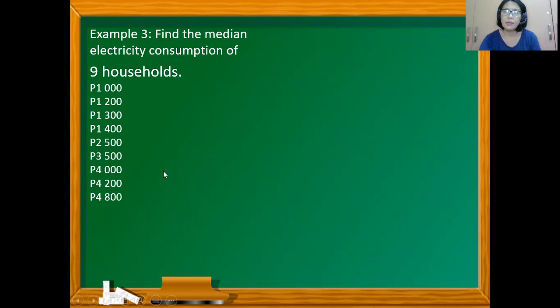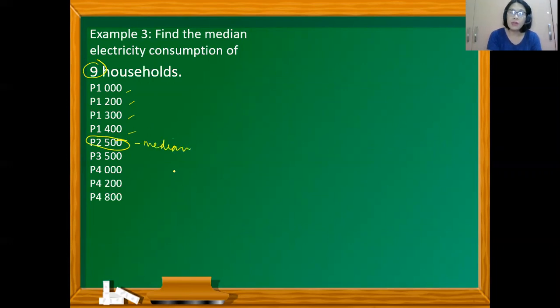Now, in the first example, or example 3 in our discussion, find the median electricity consumption of 9 households. Take note, class, that n is 9 and this is odd. I intentionally arranged the values in ascending order, so we will just get the middle value, and that would automatically be the median. Since n is 9, the fifth value would be the middle value. So, 1, 2, 3, 4. This is the middle value, and this is the median.